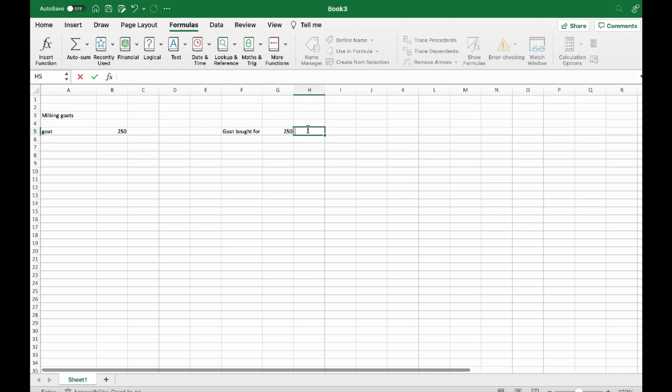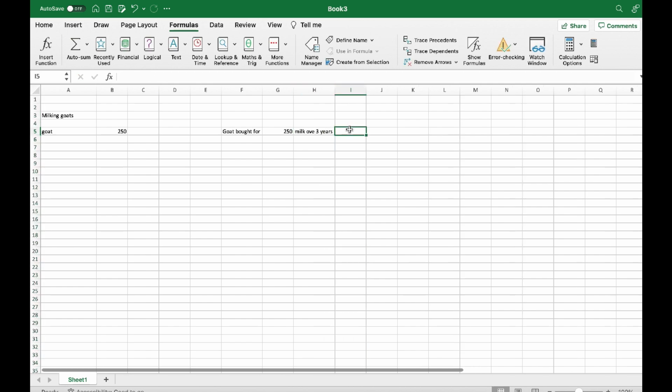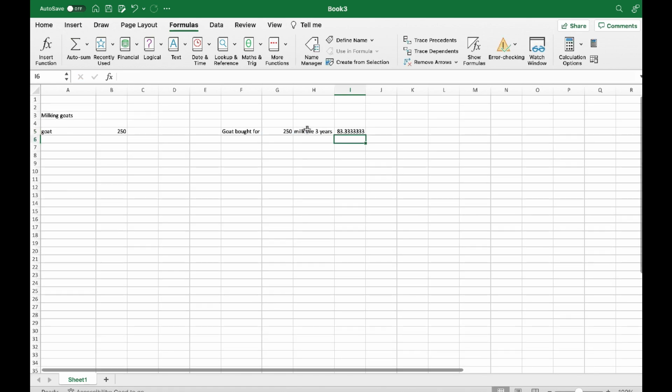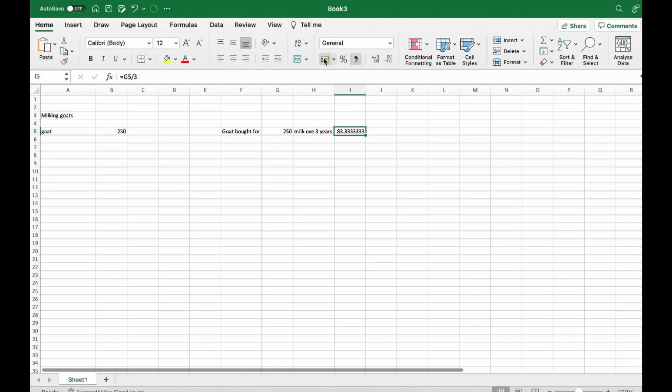So we're going to milk over 3 years, so we can spread out that 250 over 3 years. So this is going to be equal to 250, which is the cost, divided by 3 years, which will keep steady. So each year she's got to pay us back 83 euros in cost. So I'm actually going to make this here equal to this. And I can play about with that.